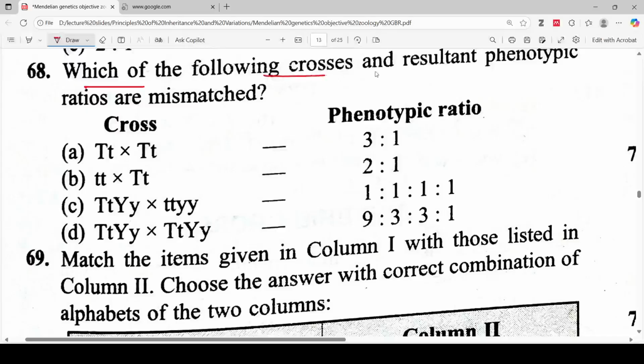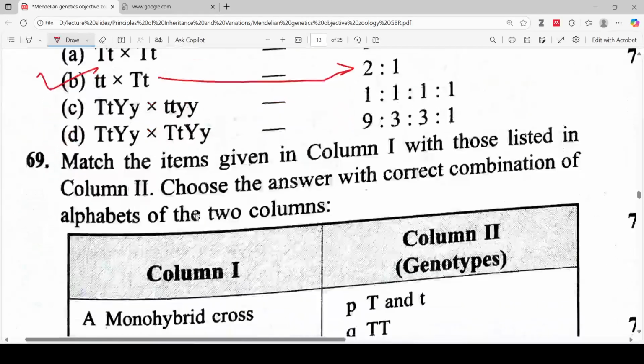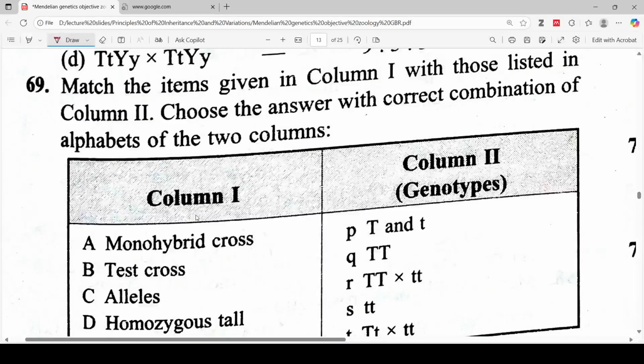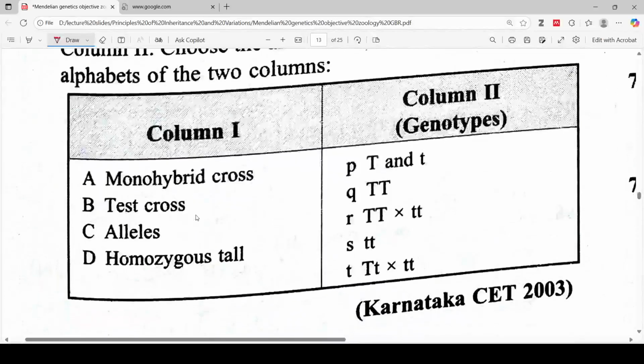Which of the following crosses and resultant phenotypic ratios are mismatched? So here the mismatched one will be B. So the correct answer is B. Next question. Match the items in column 1 with those listed in column 2. Choose the answer with the correct combination of the alphabets.